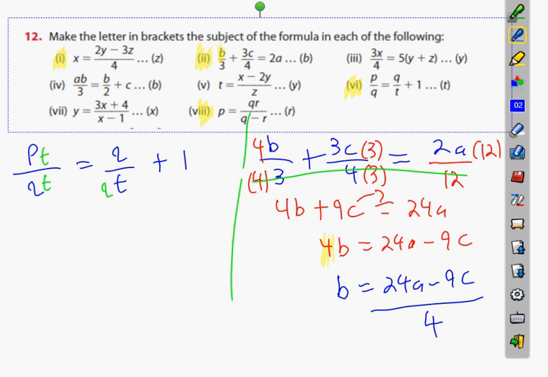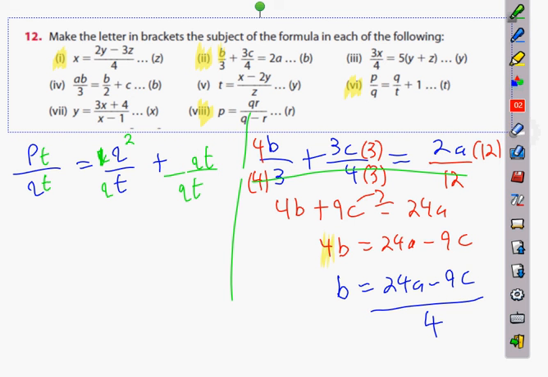Now, what happens next is Q on top, Q on the bottom. What's Q Q? No, Q multiplied by Q. Q squared. Now, on the bottom, QT. And then on the top, QT. What is 1 times QT? QT.